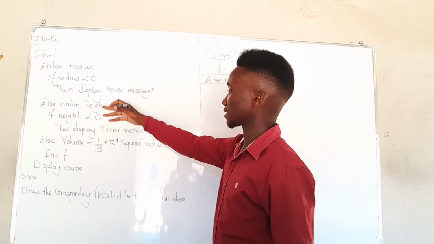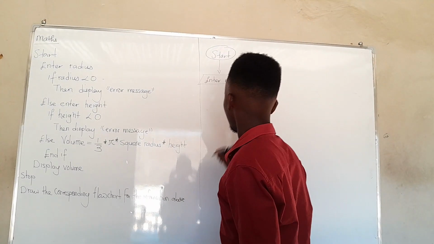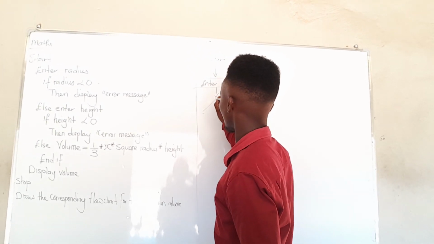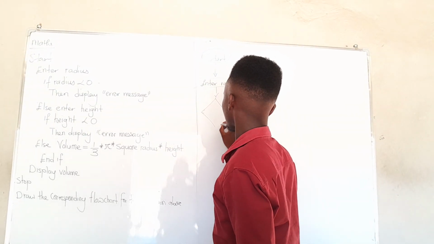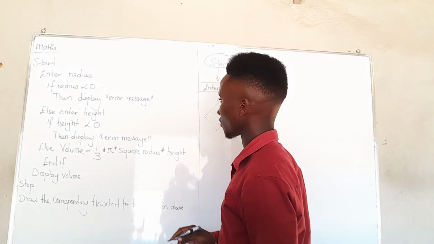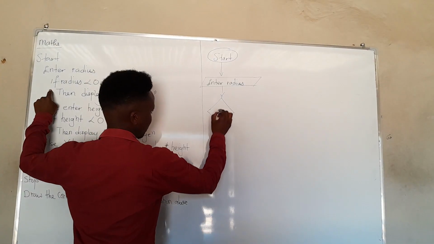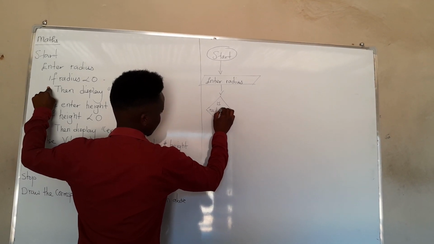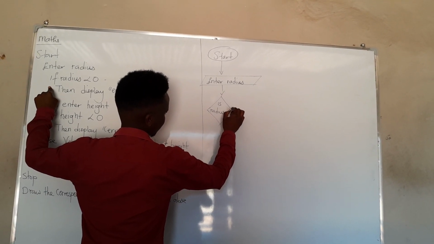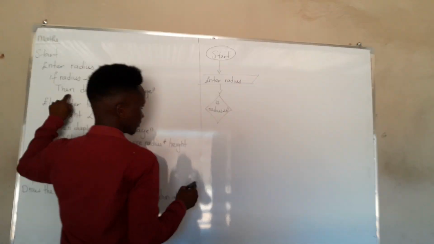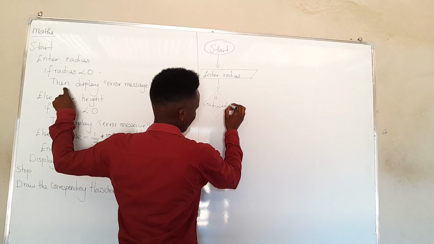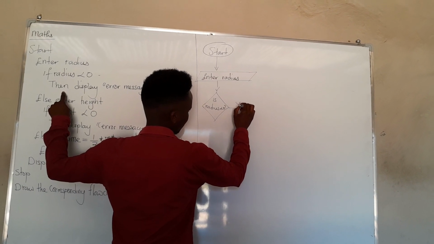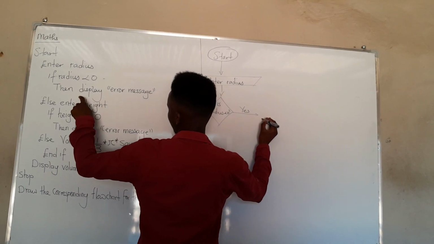If radius is less than 0, so if, once they mention if, we know we are bringing our decision box, so we draw our diamond there. Then we say, is radius less than 0, question mark. Then, you simply draw a straight line going to your right and you put yes there. So then means yes.